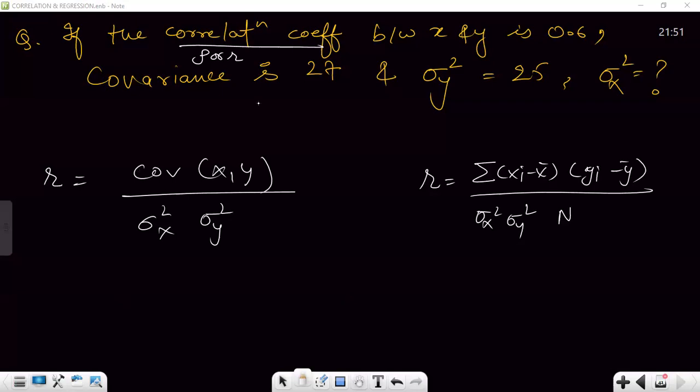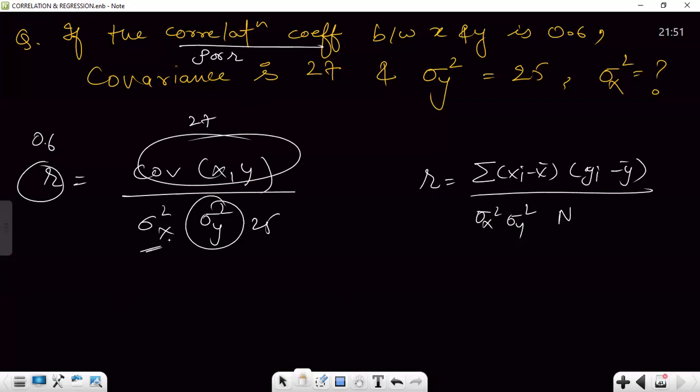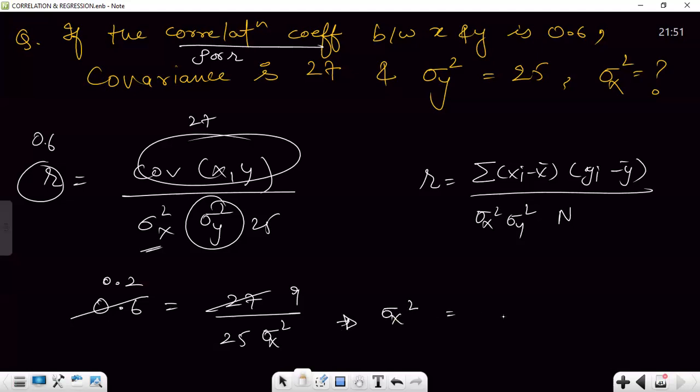But as we have this data here, covariance which is 27, r which is given as 0.6, and sigma y which is given as 5. This is the only value that we need to find out. Now it is easy. 0.6 is equal to 27 divided by 5 into sigma x. So we can cancel 0.6 and 27 by 3. 27 by 3 is 9. 0.6 by 3 is 0.2. So sigma x can be written as 9 by 5 into 0.2, that is 10 actually. So now 2 cancels this 10 by 5, and 5 cancels.